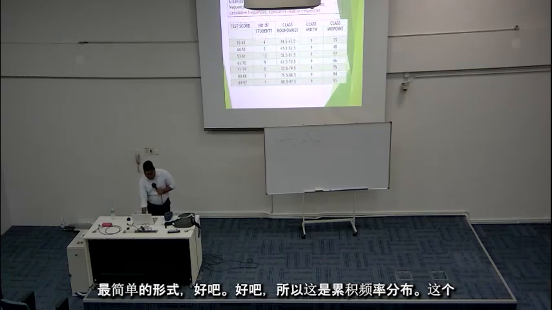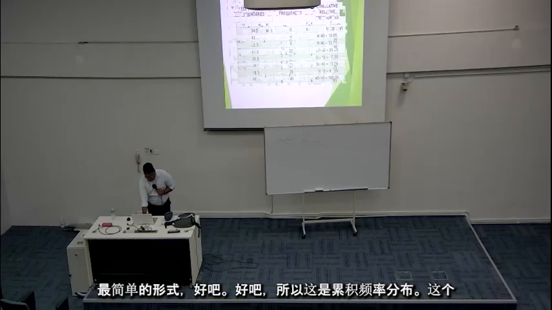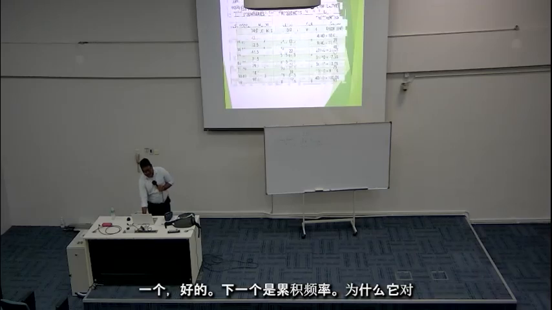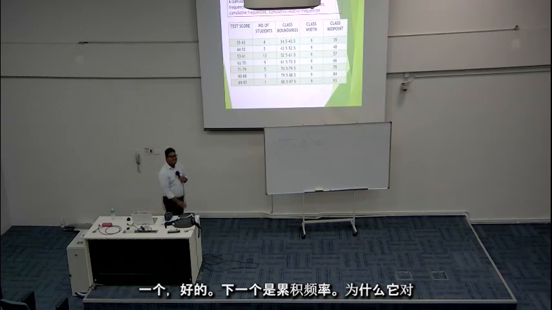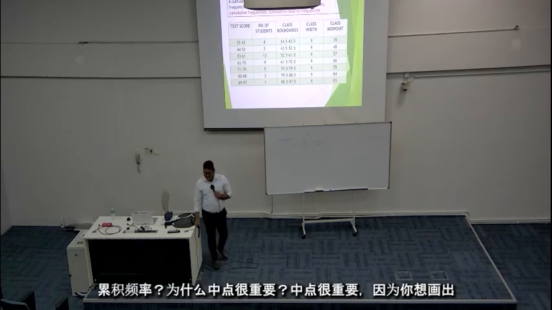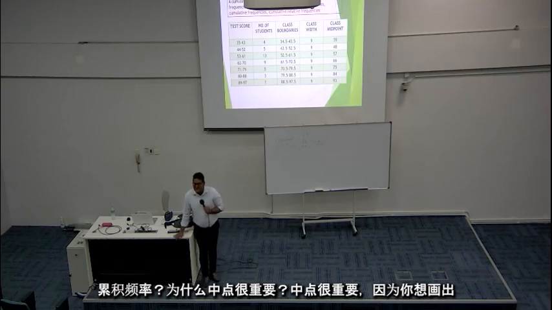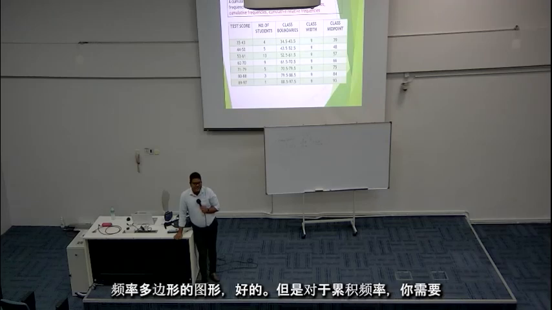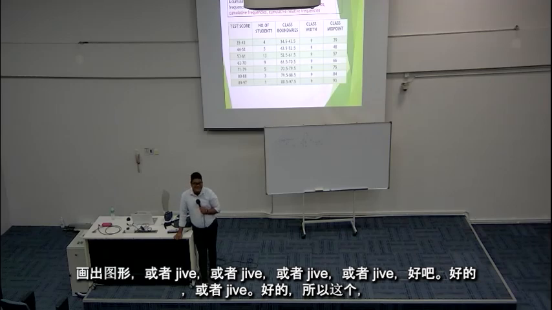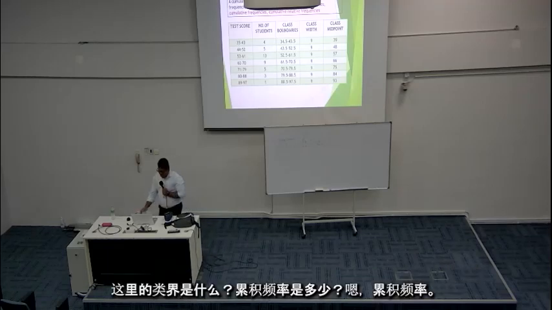All right, so this one is a cumulative frequency distribution. The next one is the cumulative frequency. Why is the midpoint important? The midpoint is important because you want to draw the graph for the frequency polygon. For the cumulative frequency, you need to draw the graph called an ogive. Ogive. So what is the class boundary here? What is the cumulative frequency?